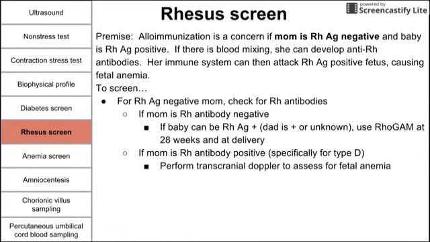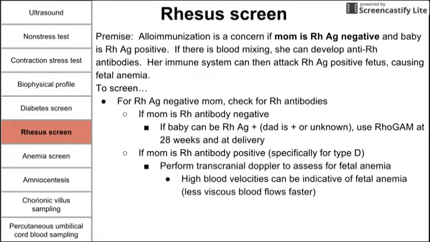If mom is Rh antibody positive, specifically for type D, which causes the most alloimmunization problems, you can perform a transcranial Doppler to assess for fetal anemia. So if you know that mom already has antibodies, you're concerned that the baby might have fetal anemia, and you want to assess for that with a transcranial Doppler. High blood velocities in transcranial Doppler can be indicative of fetal anemia.